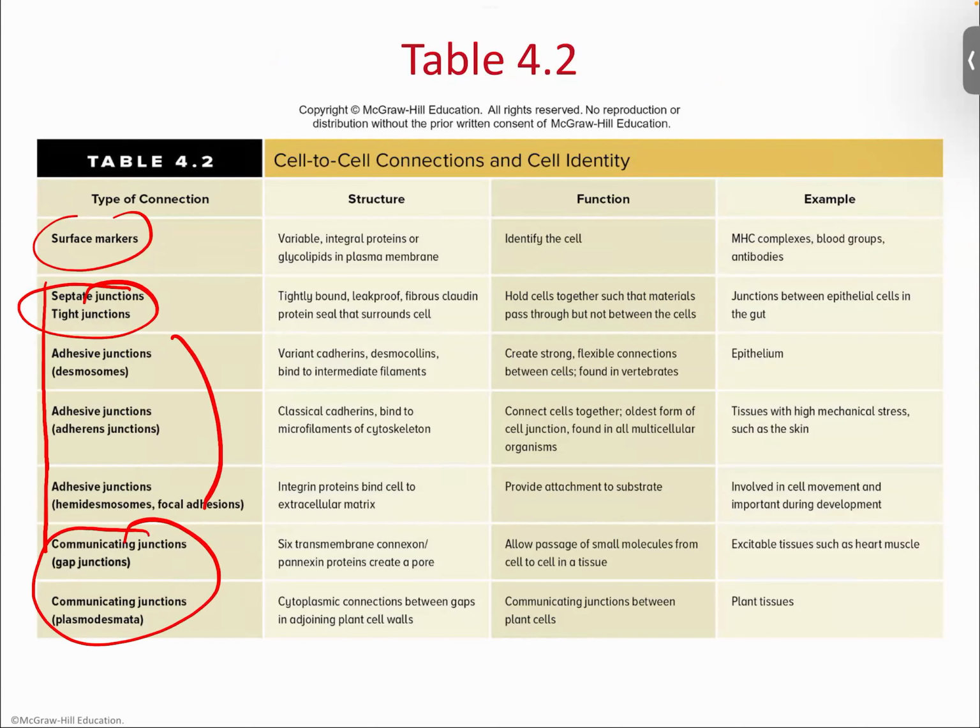Whenever you're connecting cells, you can either pick communication versus connection. But you can't have both, right? Your tight junctions are going to be connection at the cost of communication. Your communication junctions are going to be communication at the cost of connection. And your adhesive junctions are somewhere in between, a balance between the two.